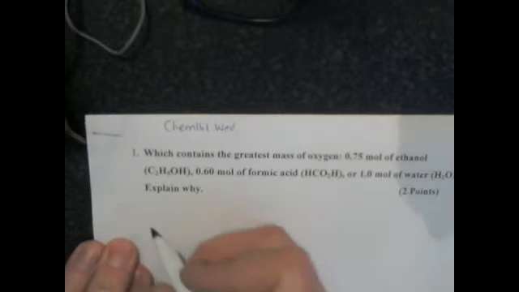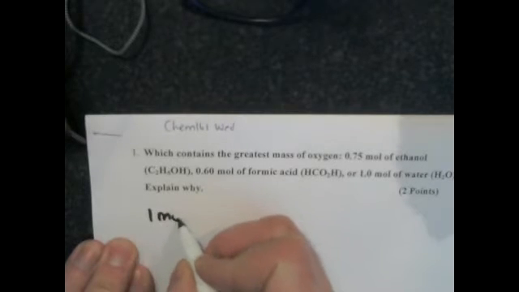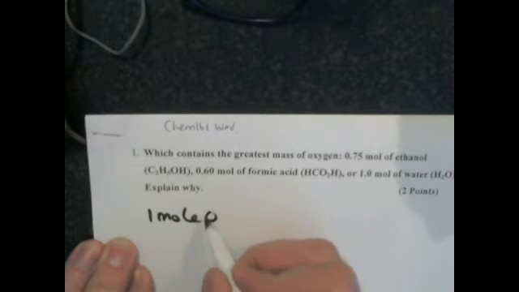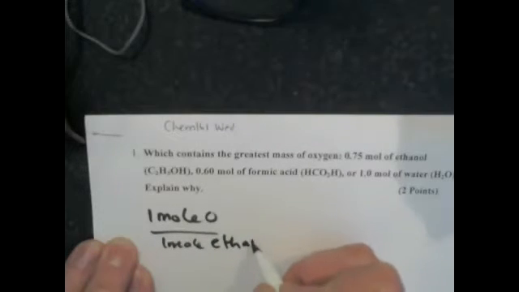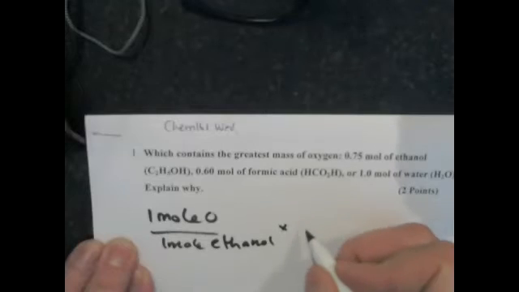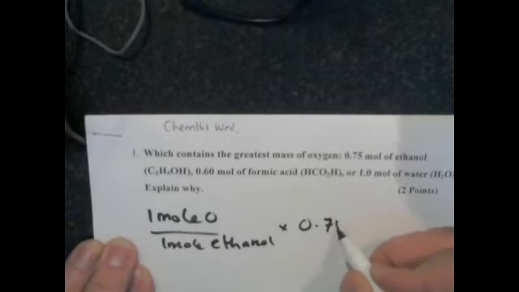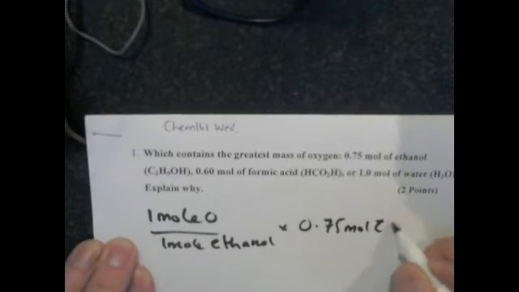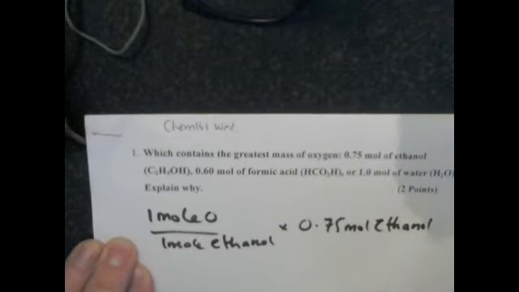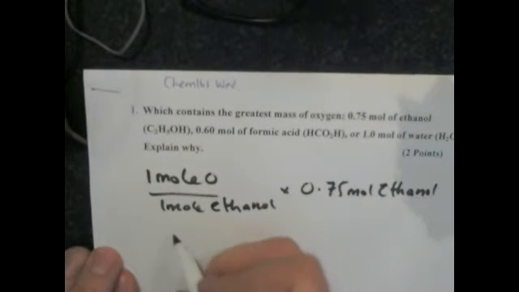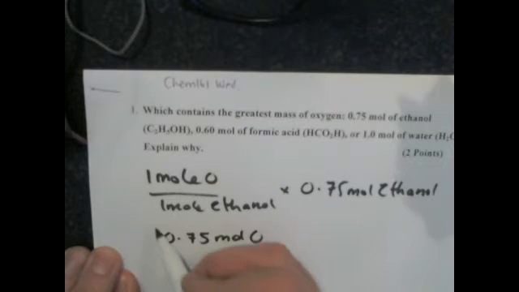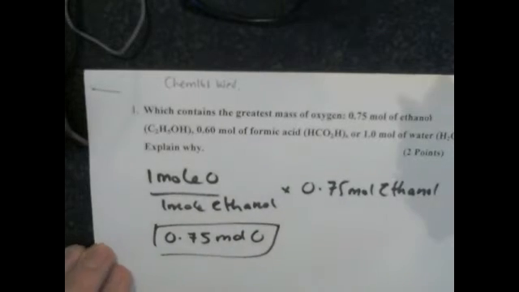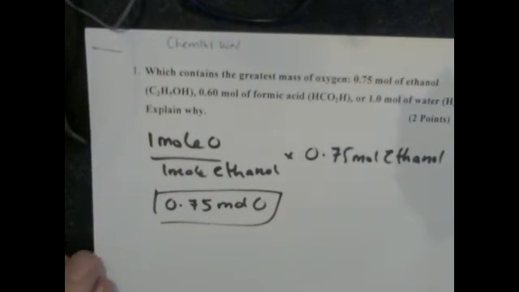So for ethanol, we see from the formula that we get 1 mole of oxygen for every 1 mole of ethanol. So if I've got 0.75 moles of ethanol, then what that means is that I've got 0.75 mole of oxygen. So I'm sort of a third of the way down.